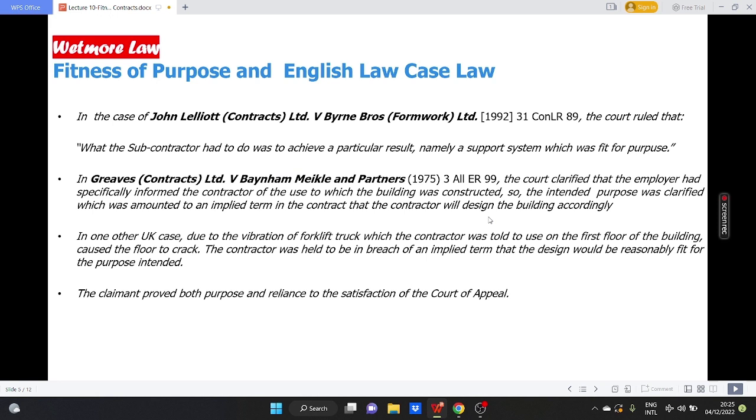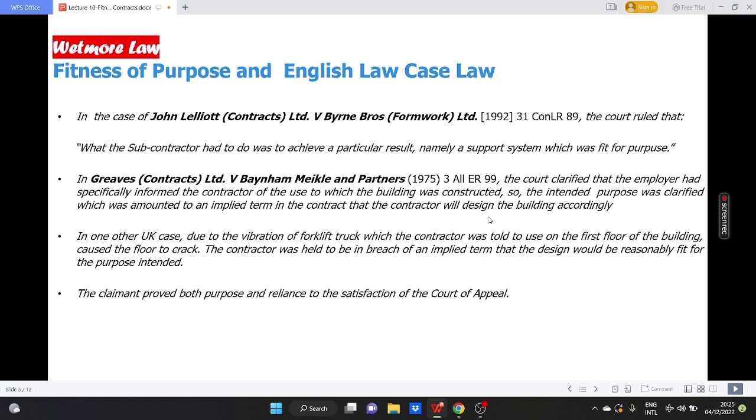Fitness for purpose and English case law. In the case of John Elliott and Wine Brothers, the court ruled that what the subcontractor had to do was to achieve a particular result, namely a support system which was fit for the purpose. The decision was in favor of the subcontractor.